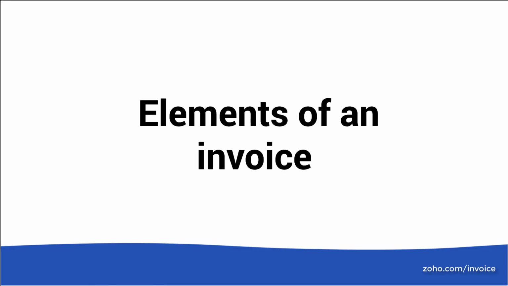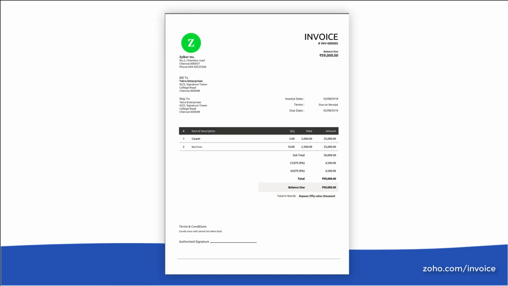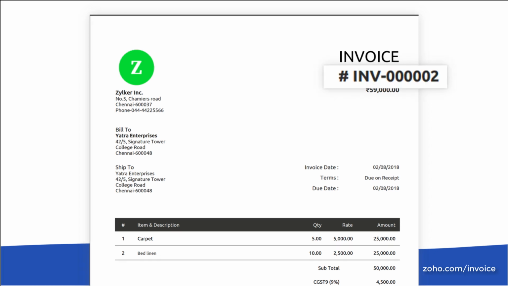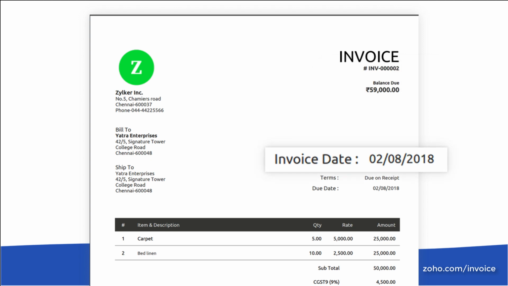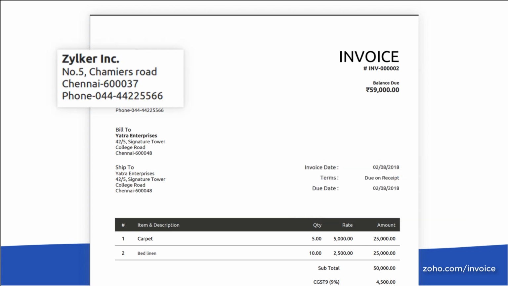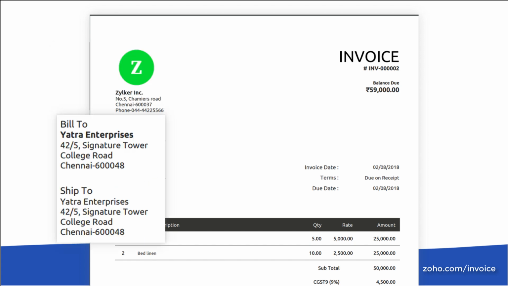Elements of an invoice. As mentioned earlier, invoices are proof that any sale has happened, and it should contain the following elements in order to qualify as a legal document. The word invoice should be prominent, and there should be a unique invoice number for each invoice to separate it from the rest, followed by the date on which the invoice was raised. Then the payment terms and the due date should be given. Name and address of the seller must be specified so that the customers can reach out in case of any queries. Name of the customer along with the billing address and shipping address.